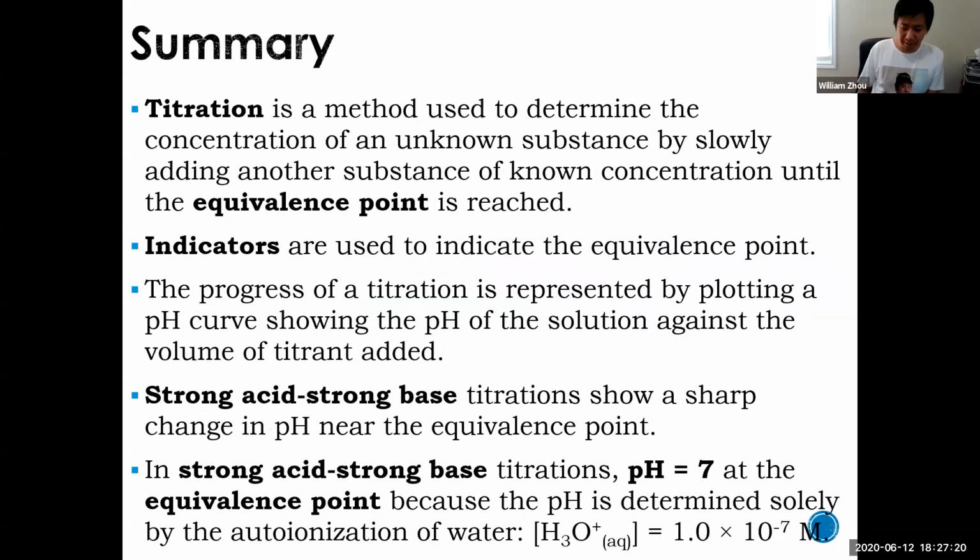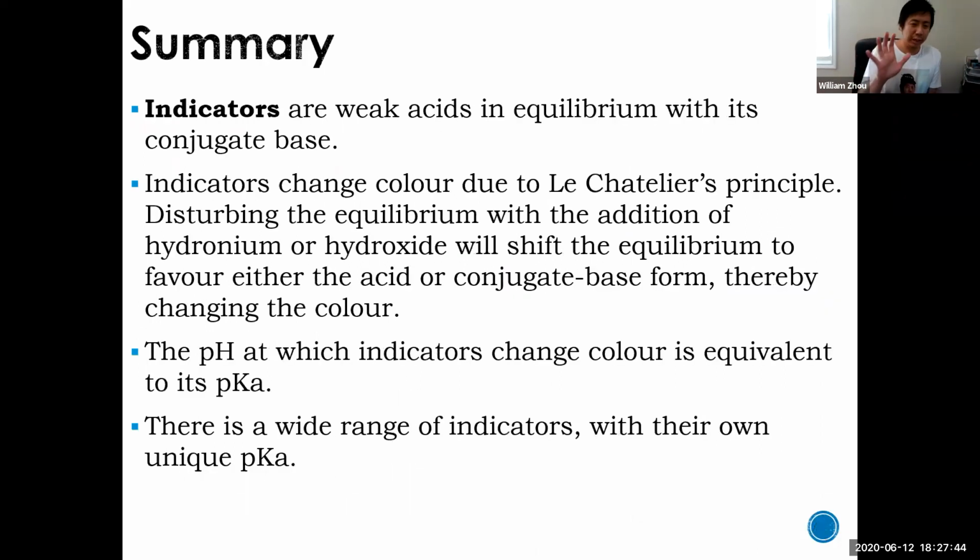All right, so that would basically conclude this lesson. We reviewed titration. We talked about what an equivalence point is. We talked about what indicators are. We did some calculation regarding strong acid, strong base titration. We showed the titration curve. We calculated pHs. And we also talked about indicators, how they are weak acids in equilibrium with the conjugate base, and the color changes due to Le Chatelier's principle. The pKa of the indicator is equal to the pH at which it changes color. Do we have any questions?